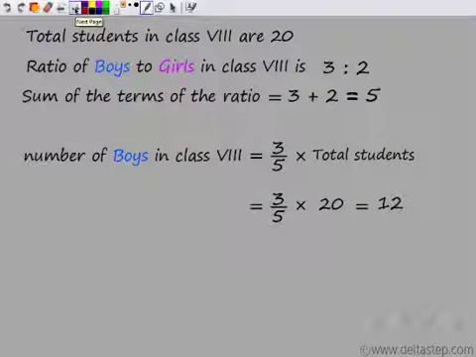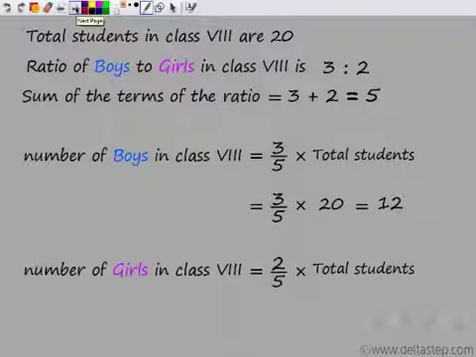Similarly, I can find the number of girls also, which would be 2 by 5 of the total. So number of girls would be 2 by 5 into total students, which is 2 by 5 into 20, which is 2 times 4, which is equal to 8. So number of girls comes out to be 8. So this is how I can find from the ratio the total number of boys in the class, which is 12, and total number of girls, which is 8.